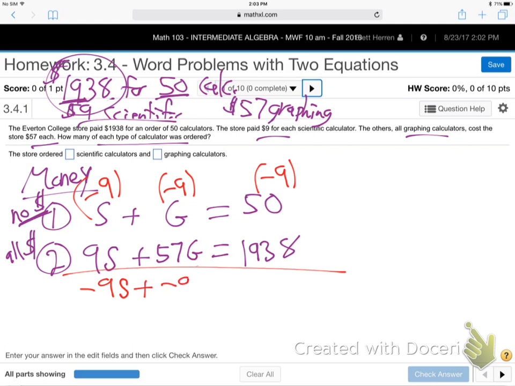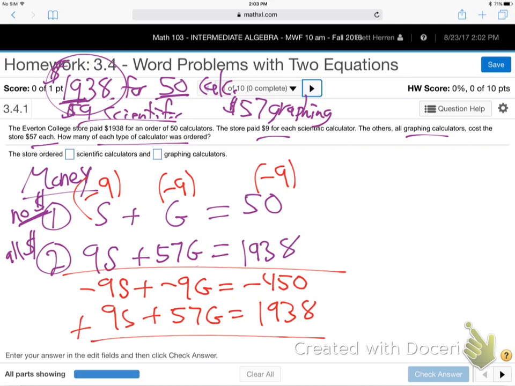-9s plus -9g, -450. The bottom one is 9s plus 57g, 1938. Add them up. Boom.